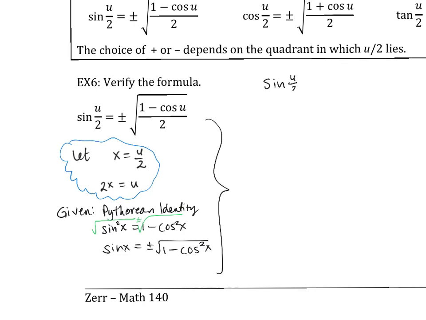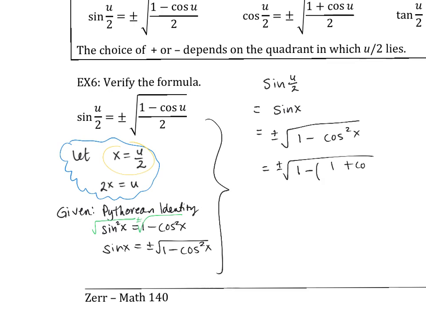So sine of u over 2 is going to be equal to sine of x, based on how I defined x. And now that is equal to the positive or negative square root of 1 minus cosine squared of x. Next I'm going to use a power lowering formula. Instead of cosine squared, I'm going to rewrite that as 1 plus cosine of 2x all over 2. And now I know what 2x is worth. I'm going to replace that with u.